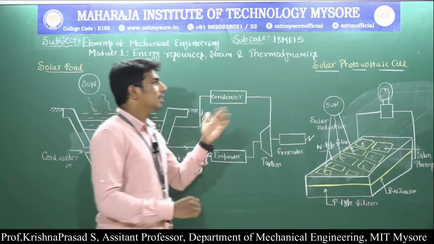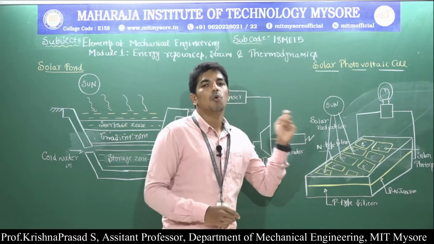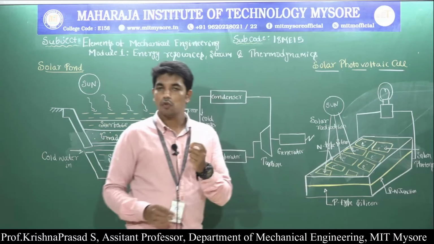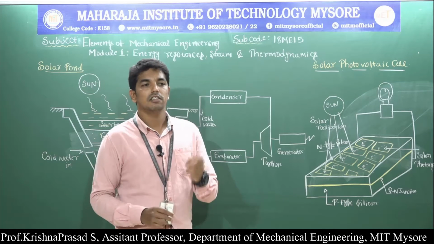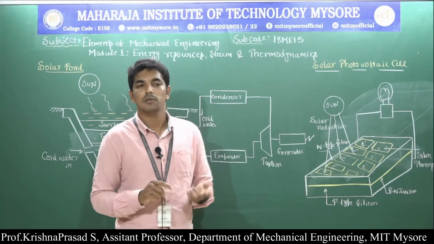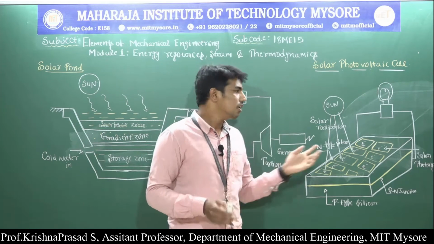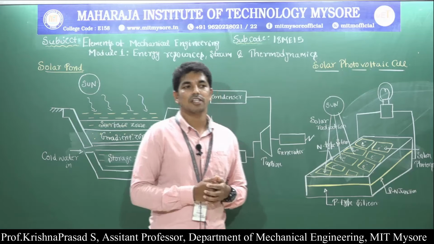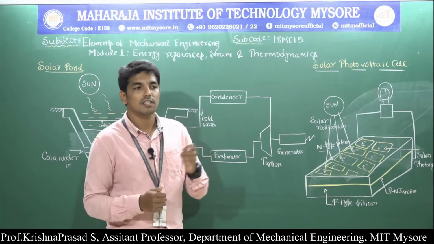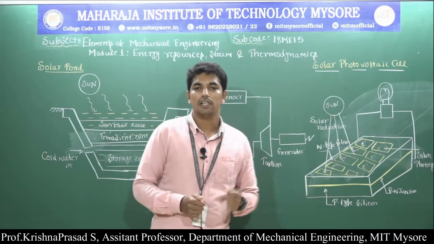So next, the last part of solar energy is called solar photovoltaics. The solar photovoltaic cell is very important and is generally used in various applications like electric watches as well as in the traffic signal. Then how does the solar photovoltaic cell work? The solar photovoltaic cell is also called the solar cell, which converts solar energy into electrical energy.